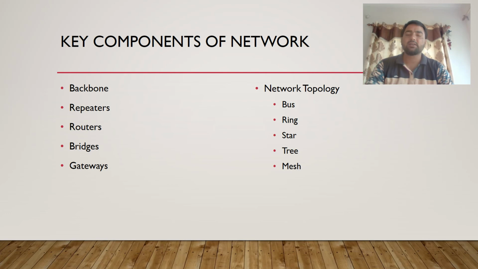And the key components of a network we are discussing. The first one is the backbone, which is the central network to which all the small networks are connected over the globe. Then repeaters, which are used to repeat the signals after a certain distance so that the network does not lose the signal. That means the data must not be lost within the network. For that we use repeaters.